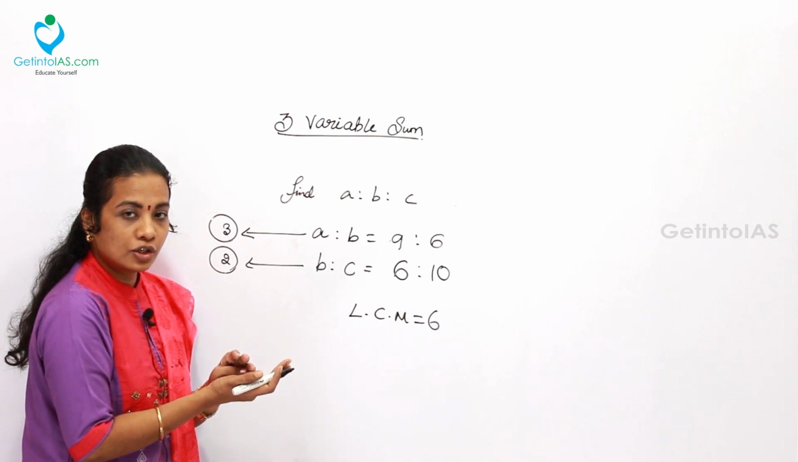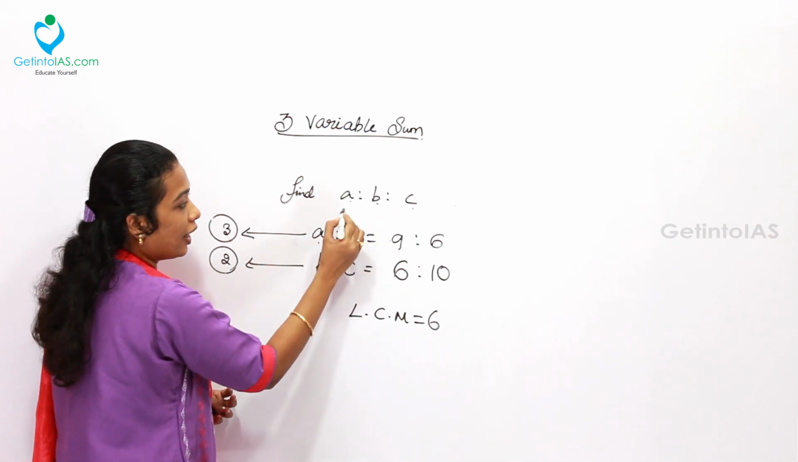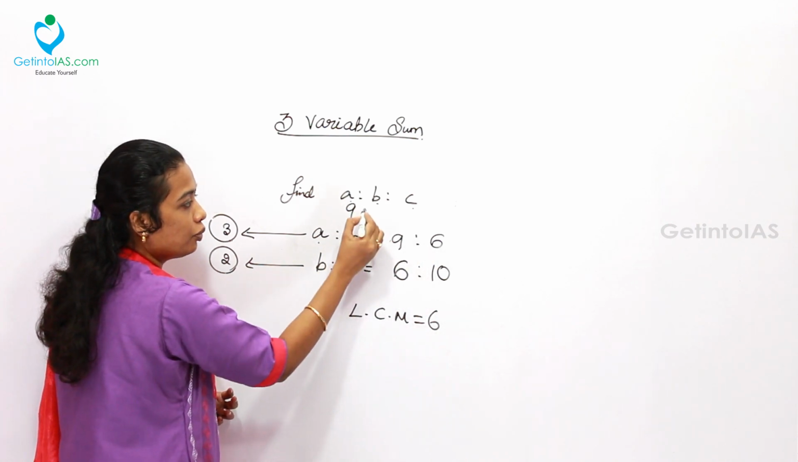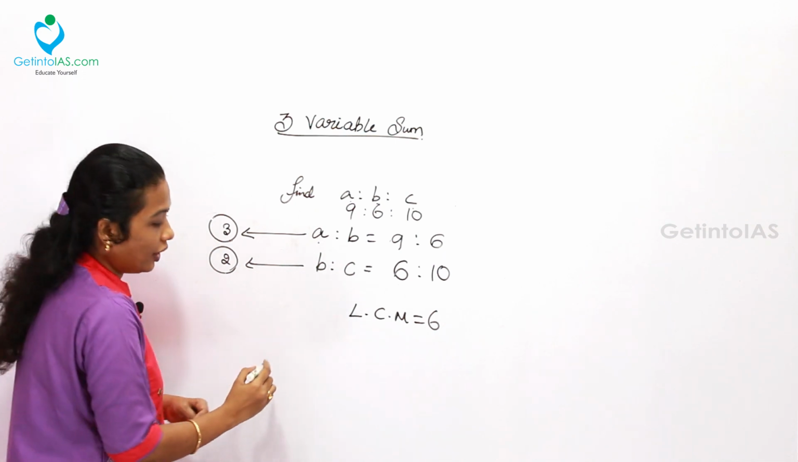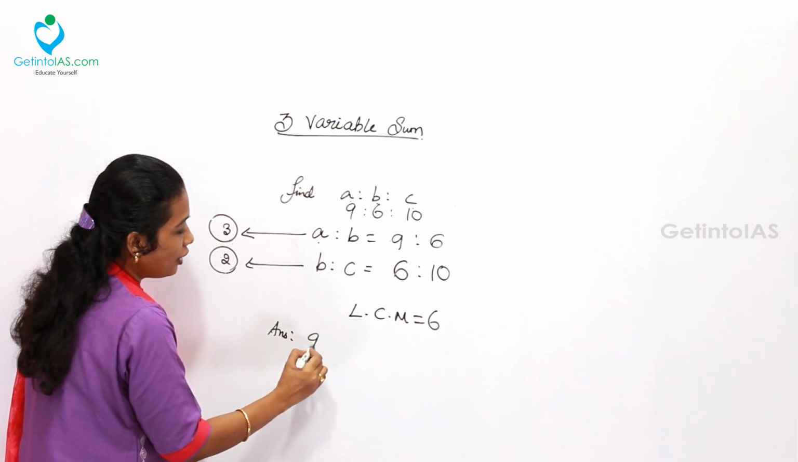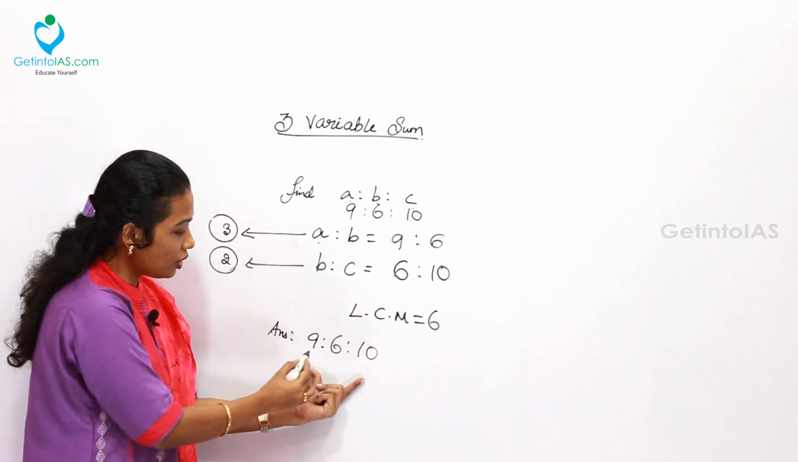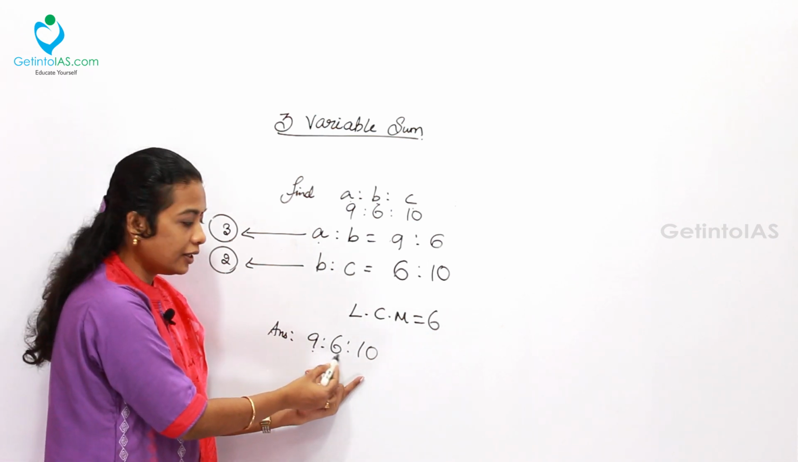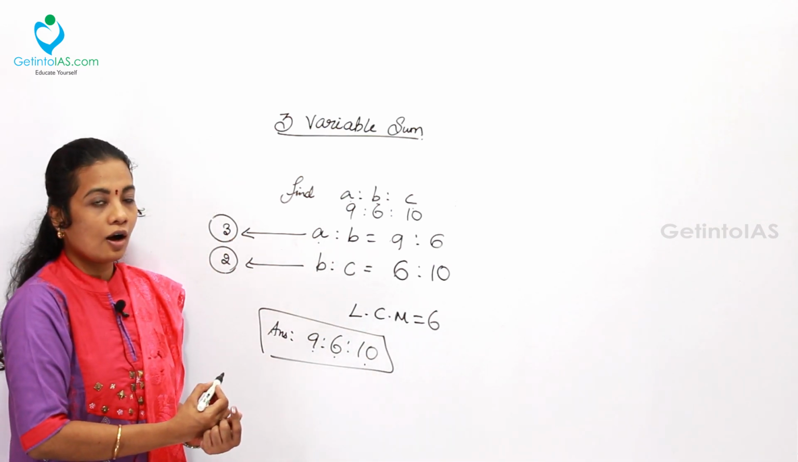Now the final step is simply you can say what is A is to B is to C. A is 9, B is 6 in both the cases, then C is equal to 10. That's all. Finally my answer is 9 is to 6 is to 10. Further we can't cancel. Why? Because these two terms are cancelled in the 3 table, not this one. Finally 9 is to 6 is to 10 is the answer.